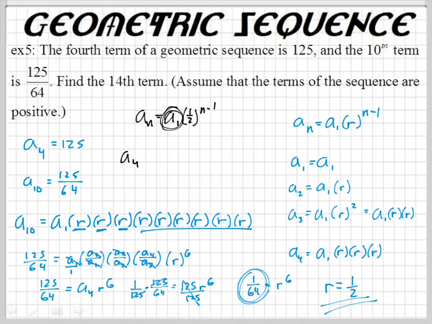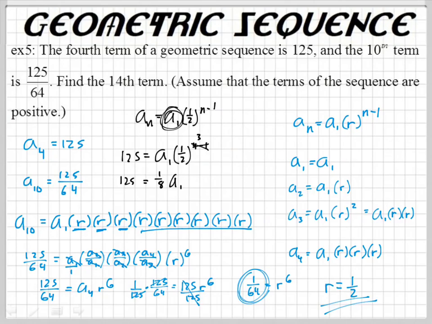So I have a sub 4 equals a sub 1. Oh wait, what is a sub 4? That is 125. And then what is the n equal right now for a sub 4? Oh yeah, 4. Minus 1. And so that's going to be 3. What is 1/2 raised to the 3rd power? That is 1 over 8 times a sub 1 equals 125.